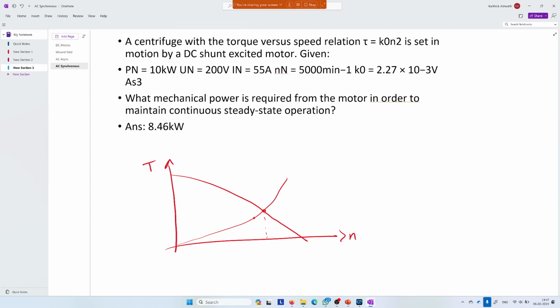If we were here, the motor is supplying more, so the RPM will increase. If we are here, the motor is supplying less than the demand, so RPM will decrease, and it will eventually reach this point. And the nominal operating point of the motor can be here, we do not know. What we do know is it's slightly different.